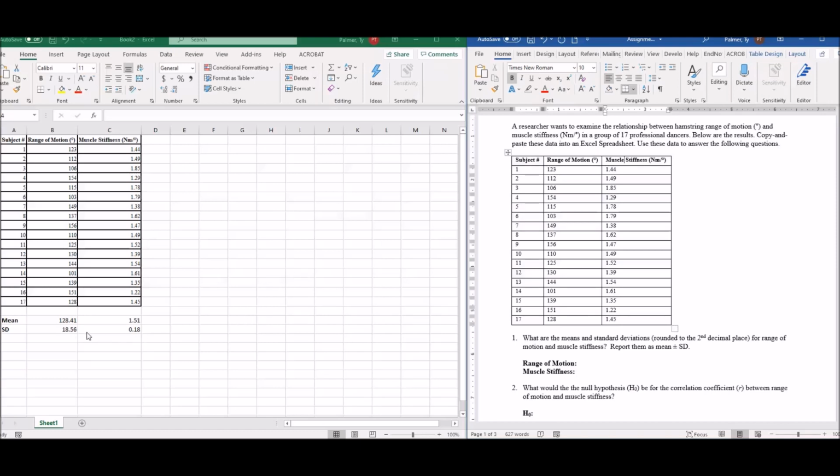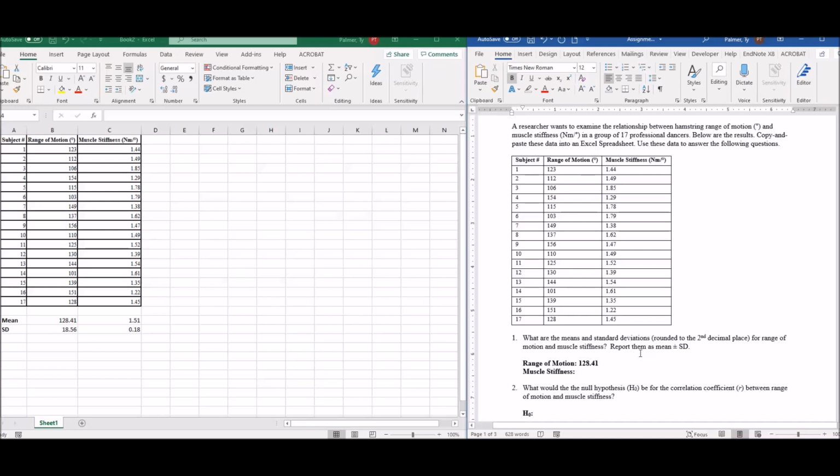Okay, so now that we've calculated the mean and standard deviation for both range of motion and stiffness, and rounded them to the second decimal place, now we're ready to input those values into our Word document, into our assignment. So for range of motion, the mean we just got through calculating here is 128.41.